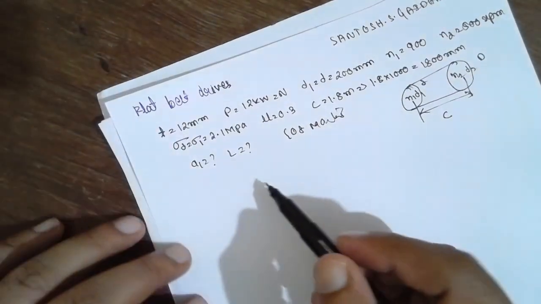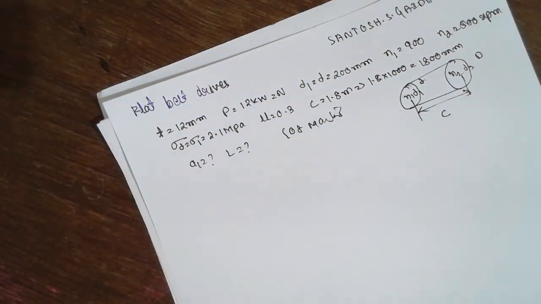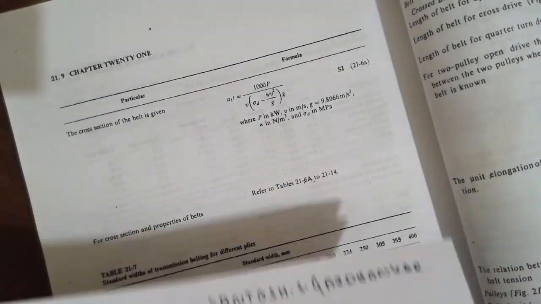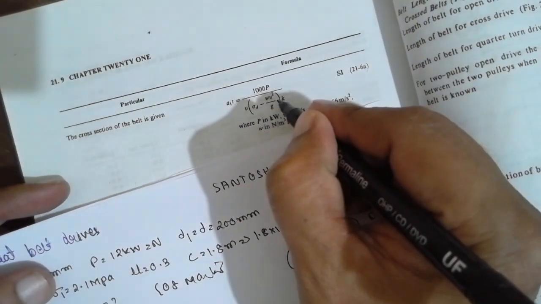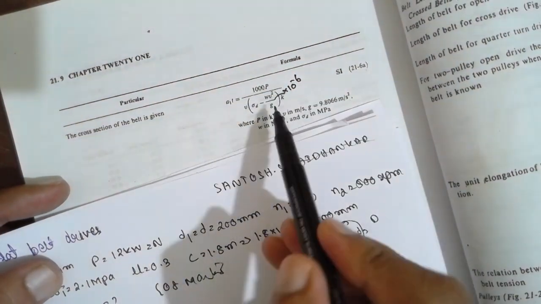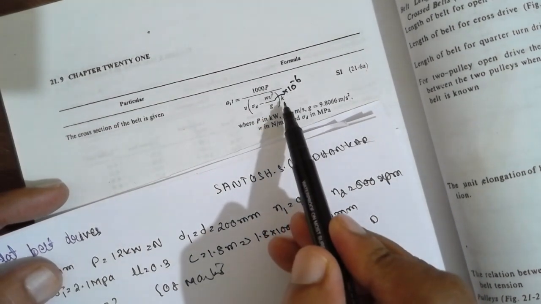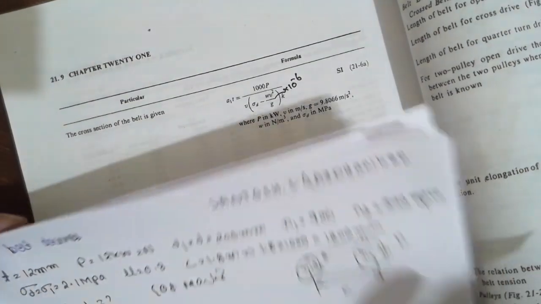Now, how to solve? First, what they have asked is to find A1. I am using the Lingayya data handbook, Volume 1. This is the formula I am going to use here. You have to multiply by 10 to the power minus 6, W, V squared divided by G into 10 to the minus 6 into k.